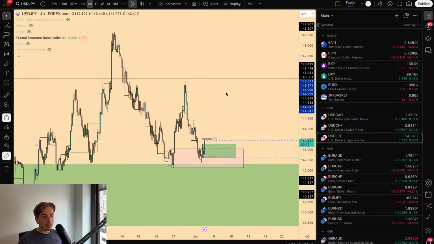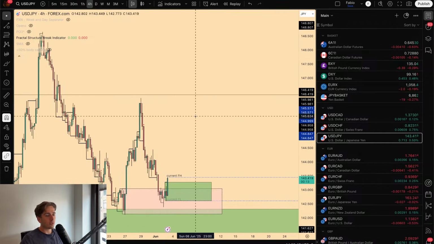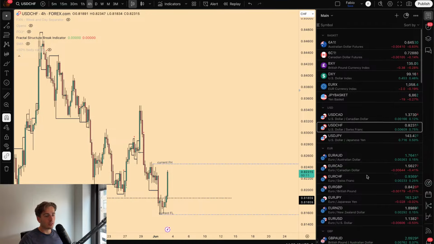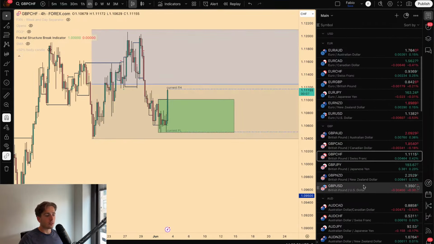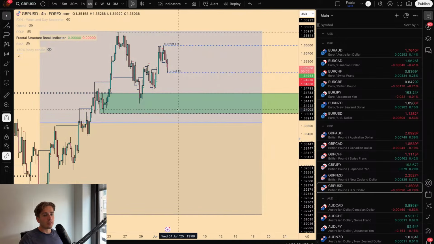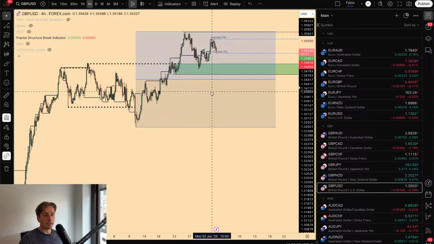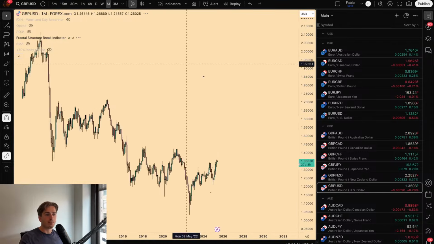So yeah, that's what I have for those pairs. Dollar yen buys as well, dollar Swiss buys, pound Swiss buys, and EURUSD sells. And GBPUSD I also see pushing a little bit lower still. I don't really think it's ready yet to push up any higher.